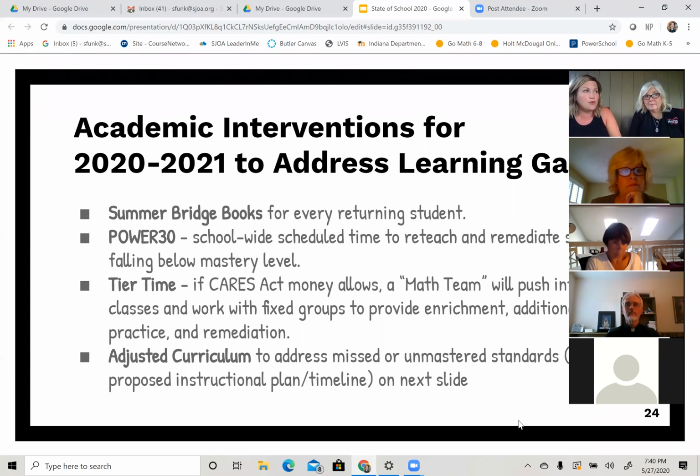Power 30 is a school-wide scheduled time, K-8, where students who are not achieving mastery on the power standards that are taught each week will then the next week take about 30 minutes and be retaught and remediated on that skill. That's not something that in my 13 years at Joan of Arc we've ever done, and I believe that it will address a lot of the gaps that we are seeing from year to year.